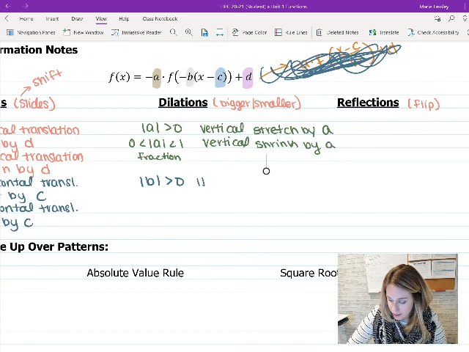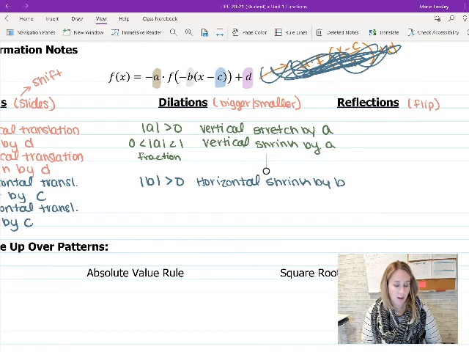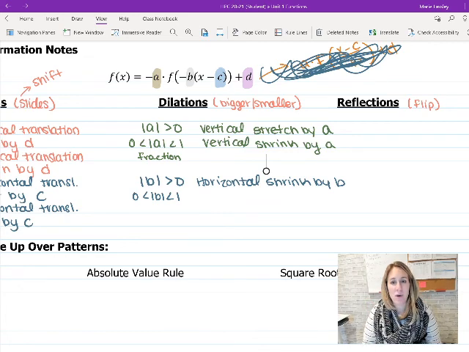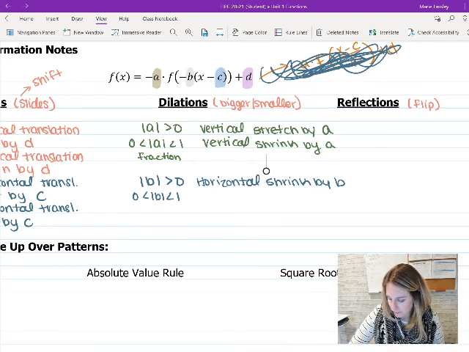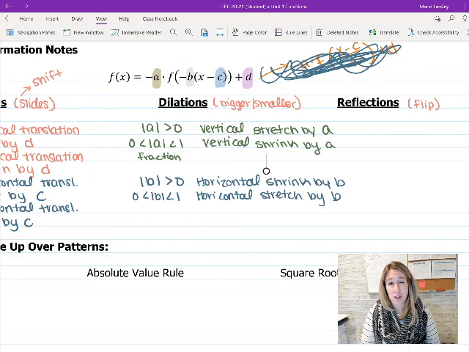Remember, I said it always does the opposite when it's horizontal. So horizontal shrink by b. Which means if b is a fraction, so your b is on the bottom, so 0 is less than the absolute value of b, less than 1, b is somewhere between 0 and 1, it is going to be a horizontal stretch by whatever b is. Okay, so horizontal stretch by b.